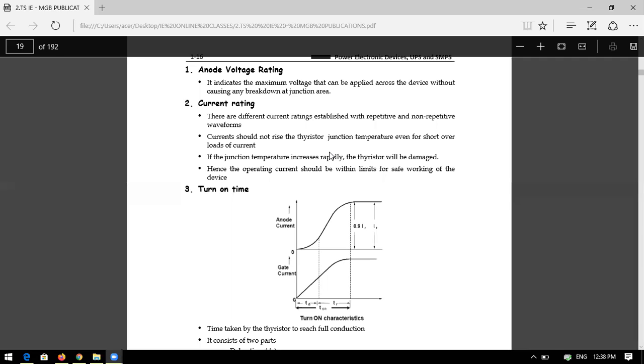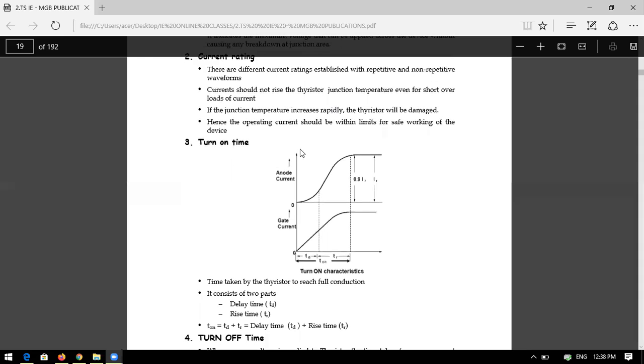If you go beyond those limits, it will not be within the safe limits. So the current rating also specifies the maximum current that will be established, so that the thyristor junction temperature does not increase even for short overloads of current.